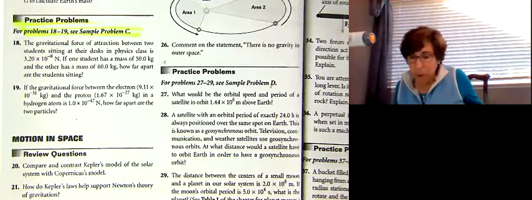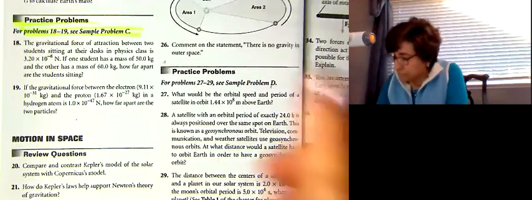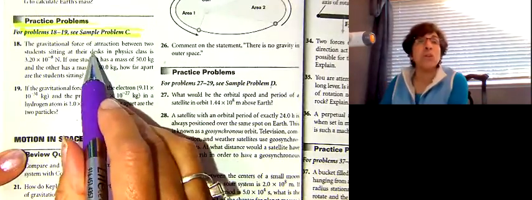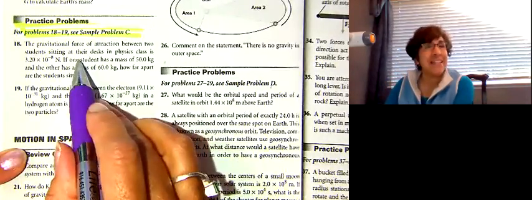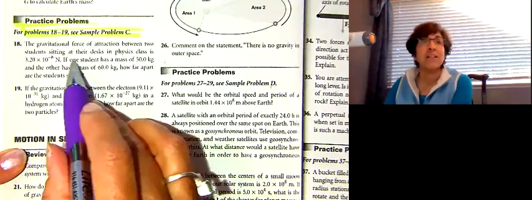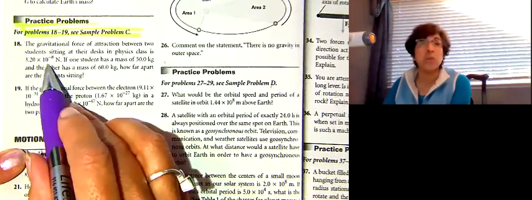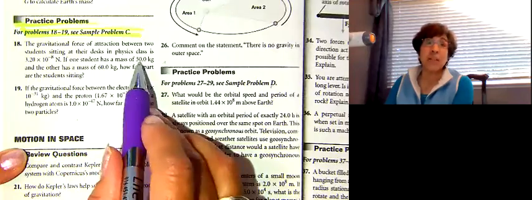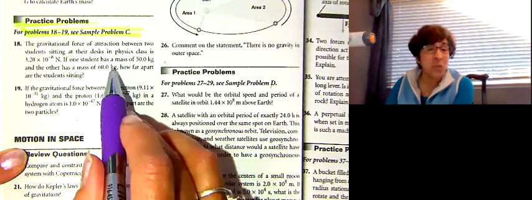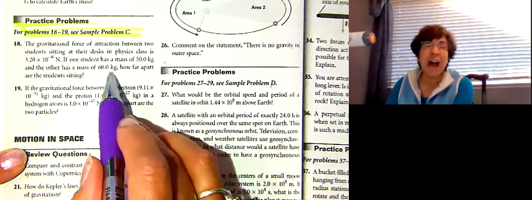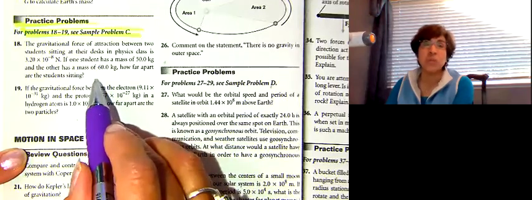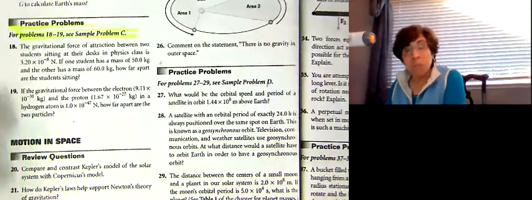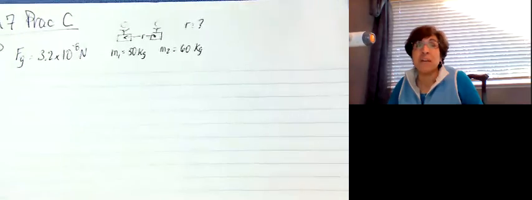Problem number 18 says, the gravitational force of attraction between two students sitting at their desks in a physics class is 3.20 times 10 to the negative 8 newtons. One student has a mass of 50 kilograms and the other student has a mass of 60 kilograms. How far apart are the students sitting? Remember, I'm always going to give you guys points for just giving me the givens.